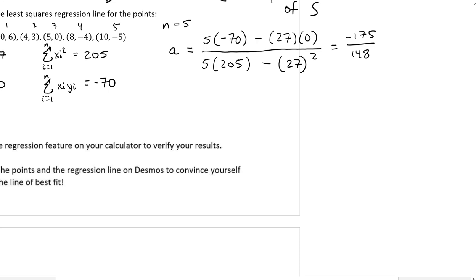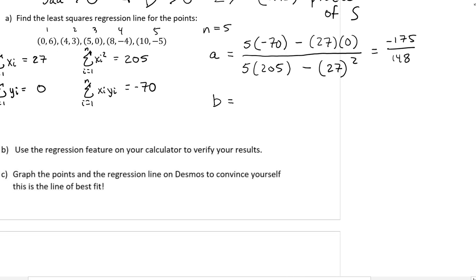And now that we have our a, calculating our b, we need the average of the y-coordinates. So that is going to be 0 divided by 5, because we take the sum and divide it by how many data points we have, minus the a value, negative 175 over 148, times the average of our x-coordinates. So that is going to be 27 over 5. And again, calculator is going to be handy here. I got 945 over 148.